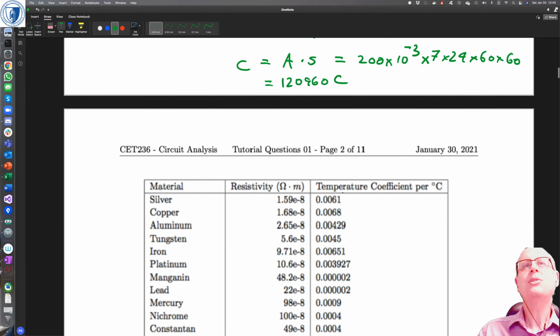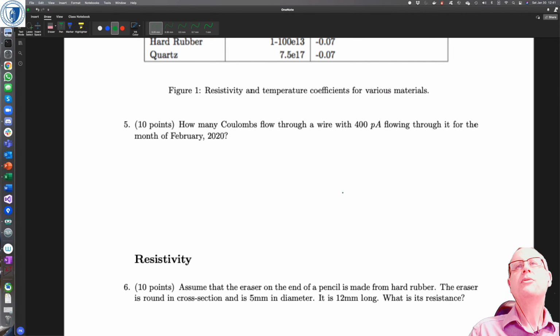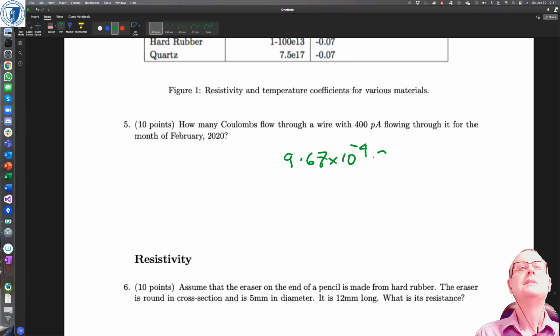And so the next one is group 5. Can you say how many coulombs flow through a wire with 400 picoamps flowing through it for the month of February 2020? That's a trick question. Yeah, I got an answer for it. I got 9.67 times 10 to the negative 4 coulombs. Okay, can you walk us through how you got there?